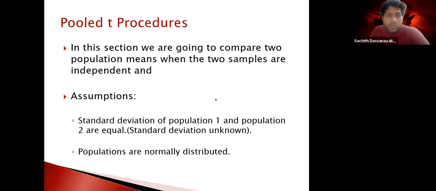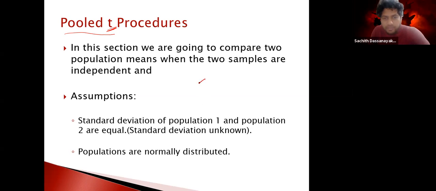Next part, pooled t procedure. It is very similar to the last case, the case we discussed just a minute ago, but here standard deviations are unknown. Still, we don't know the standard deviation. Sample size is small, so we have to use the t-test. That's why it is the t procedure. But the only difference is that in this pooled t procedure, the standard deviations are equal.